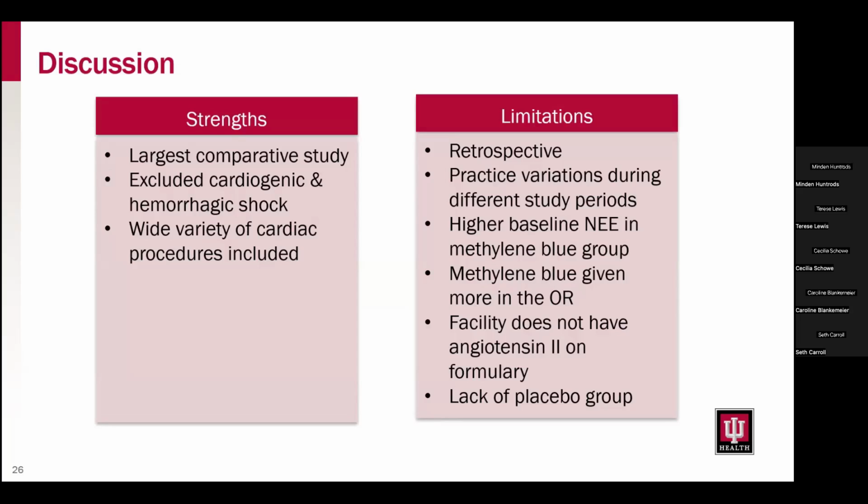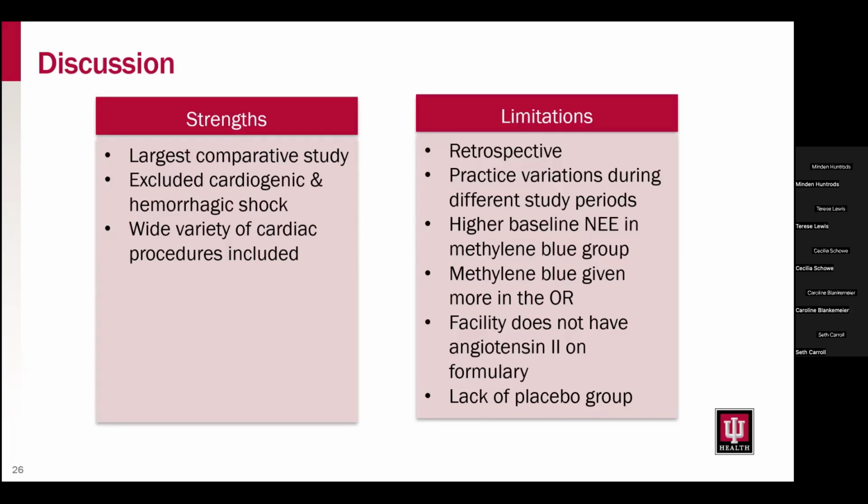Unfortunately, the study does have limitations. It was retrospective, and since it was a before and after study, there could be practice variations during those study periods where methylene blue versus hydroxocobalamin was utilized that may not have been known. And the methylene blue group did have a higher baseline norepinephrine equivalent, which is a confounding variable. And then methylene blue was also given more frequently in the OR, so maybe the vasoplegia was more significant earlier on.